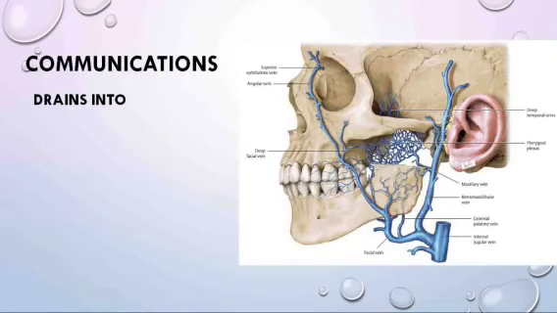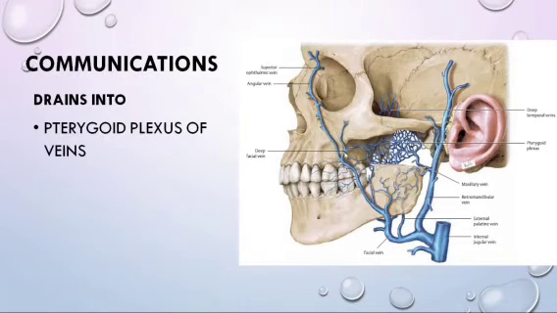Now, if you see the communication, it even drains into the pterygoid venous plexus through the deep facial vein. This is the facial vein and this is the deep facial vein. The deep facial vein will communicate with the pterygoid venous plexus. This pterygoid venous plexus will communicate with the cavernous sinus. So these are the communications of the cavernous sinus.